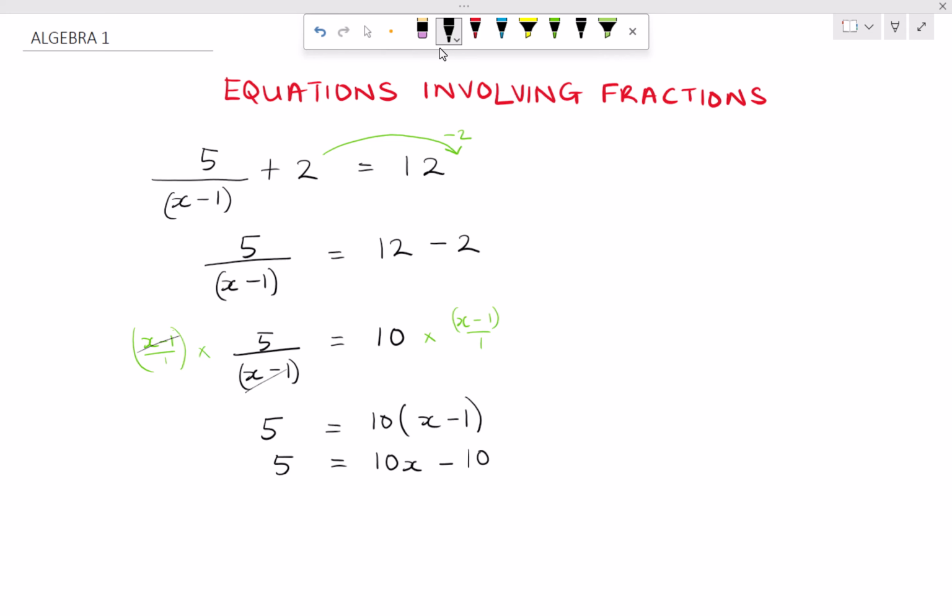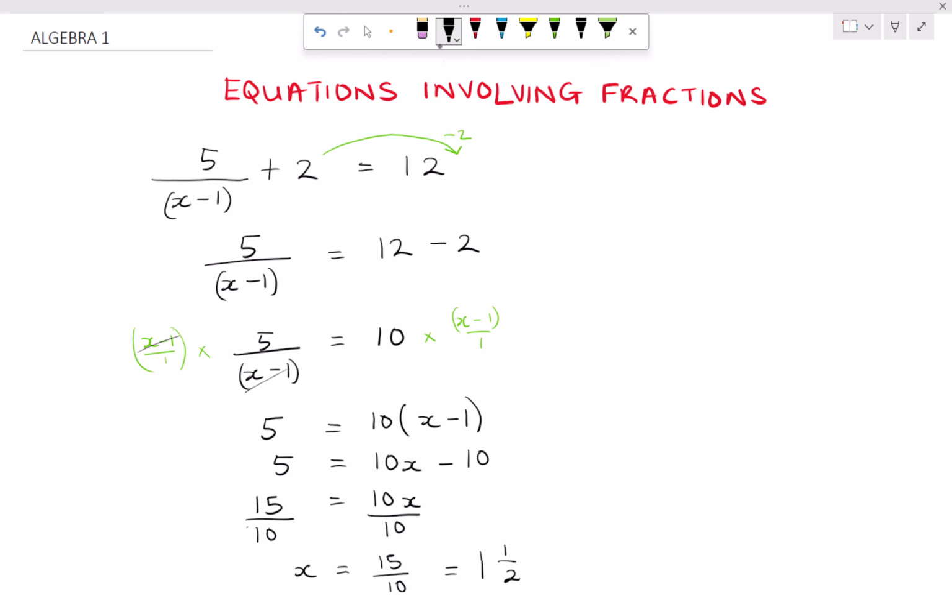And if we take 10 to the other side, we remain with 15 is equal to 10x. Then we divide both sides by 10 to remain with x is equal to 15 over 10, which is the same as 1.5.